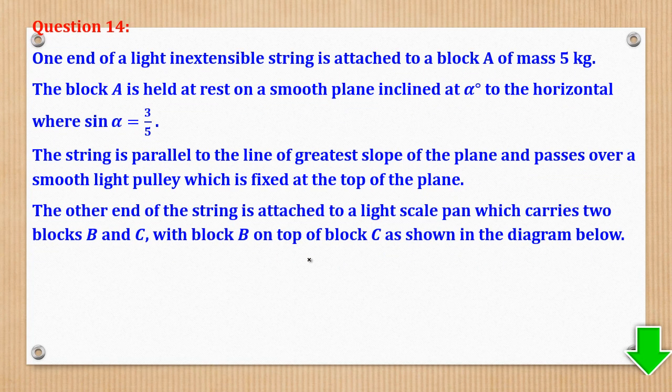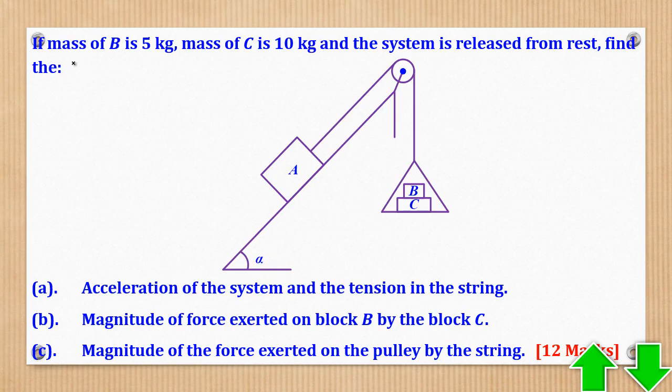So let's see the diagram. If the mass of B is 5 kilograms, the mass of C is 10 kilograms, and the system is released from rest, find, one, the acceleration of the system and the tension in the string. Then two, the magnitude of the force exerted on block B by block C. Then part C, the magnitude of the force exerted on the pulley by the string.